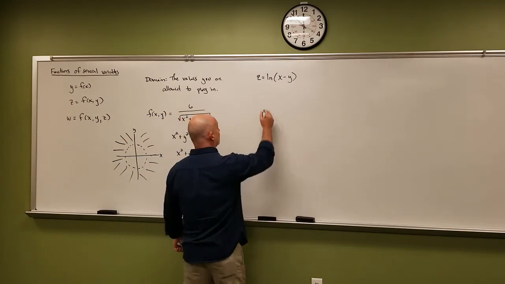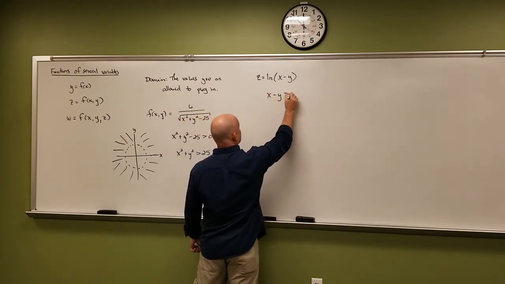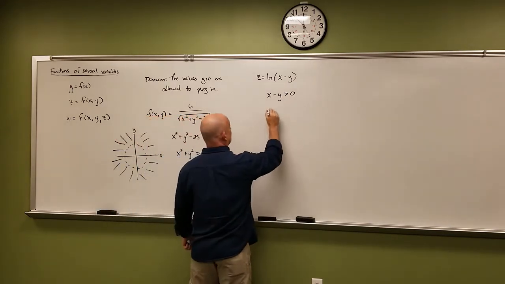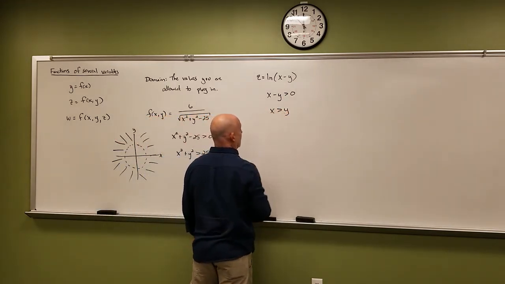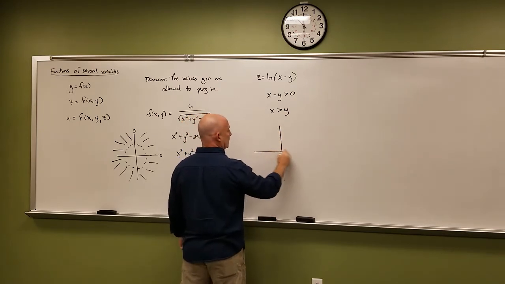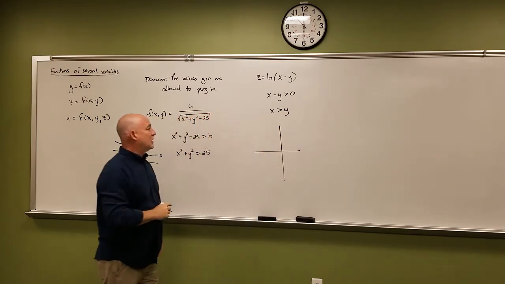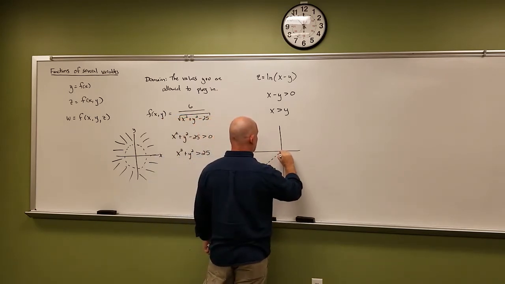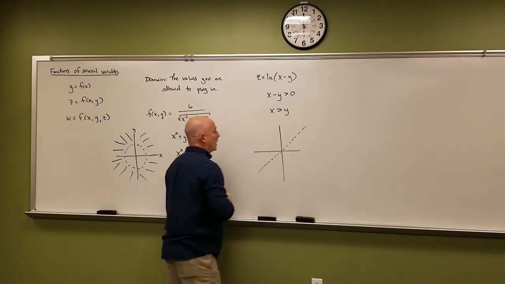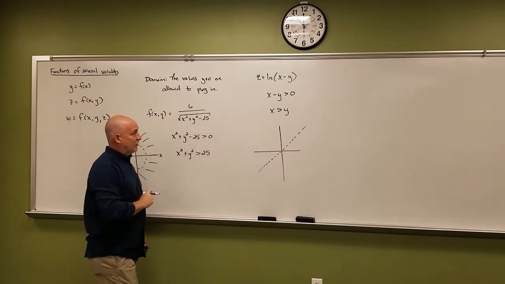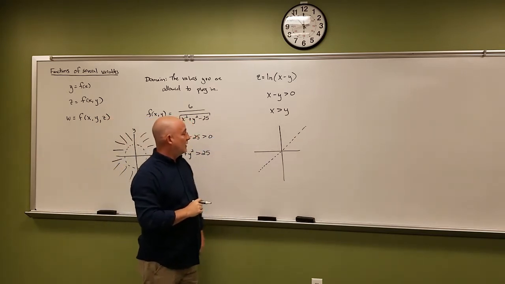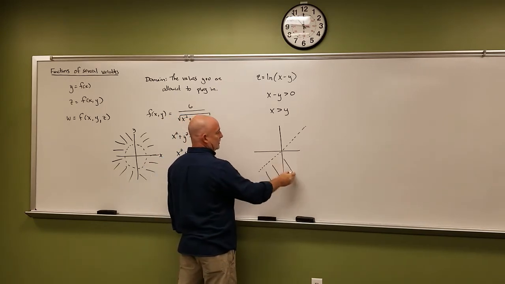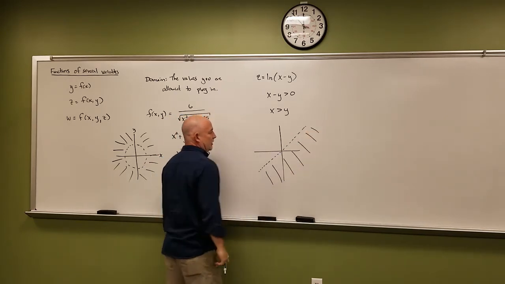So I know in this case that x minus y has to be greater than 0, or another way of saying this, x has to be greater than y. Now again, you could leave it just like this, but to think about it, this is the line y equals x. Of course, we can't include that because it doesn't have the equal sign, so it's a dotted line. And where are the y values less than the x values? Well, that would be in this region over here.